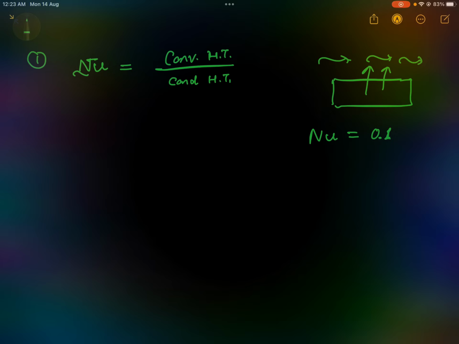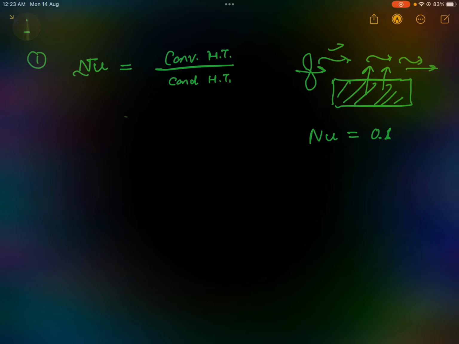So in this case we'll try to increase the flow of air. Let's say we can put some fan here so that the convection heat transfer can be increased, and by that we can cool down that device. So this is the significance of the Nusselt number.